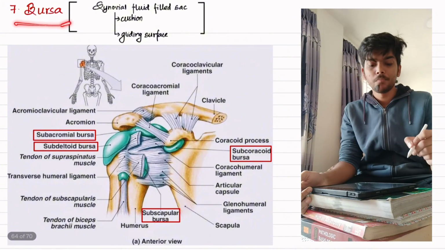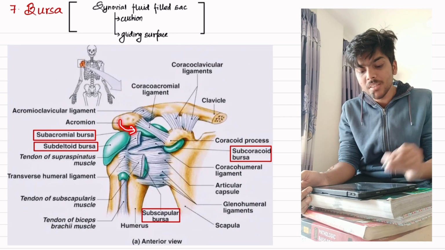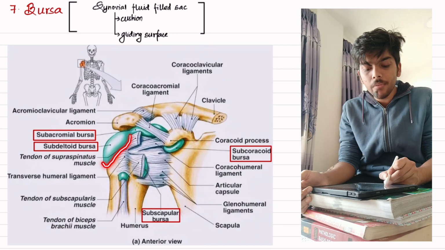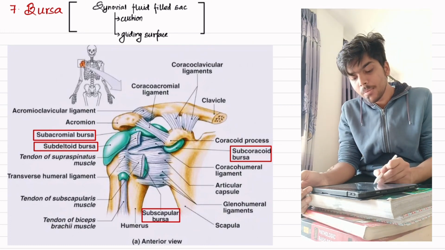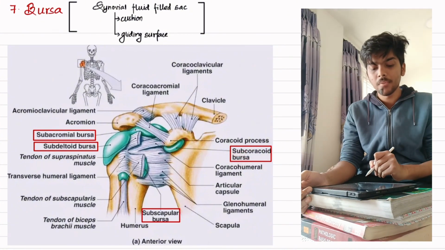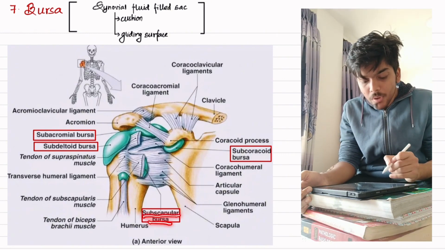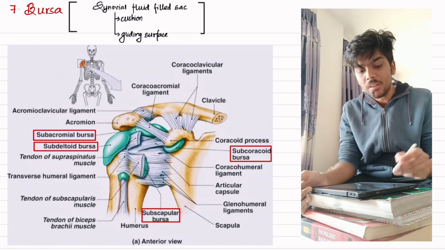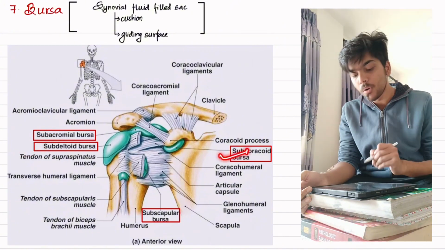Then we have bursa. So there is a bursa right below the acromion process called subacromial bursa. There is a bursa at the level of deltoid region called subdeltoid bursa. There is a bursa just below the coracoid process called subcoracoid bursa. And there is one at the region of scapula called subscapular bursa. So these are the four major bursa at the shoulder joint.